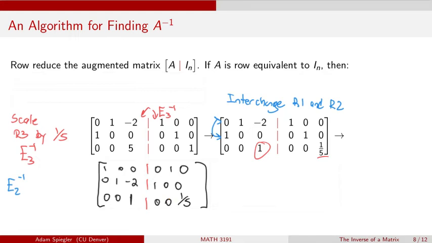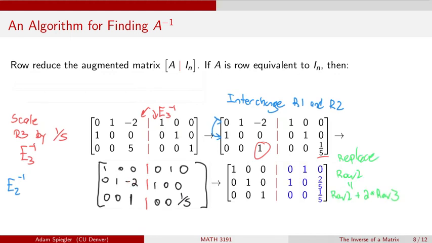And now, lastly, what we can do is a replacement on row 2. We're going to replace row 2 with 2 times row 3 plus row 2. That's going to undo this over here. And after this third operation, which I should note is what we called E1 inverse, in one of our earlier examples, we now have undone all of the operations that matrix A has done. So matrix A is now in reduced row echelon form.